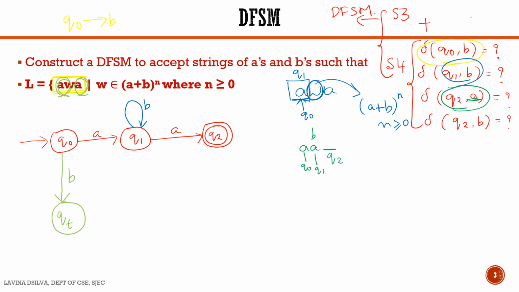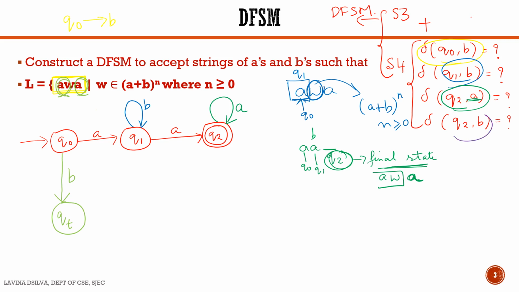In Q2 state, this is our final state, right? And to reach this final state, what is the condition? That the string should end with A. Therefore, in case in Q2 state we see a, then we remain in the same state.